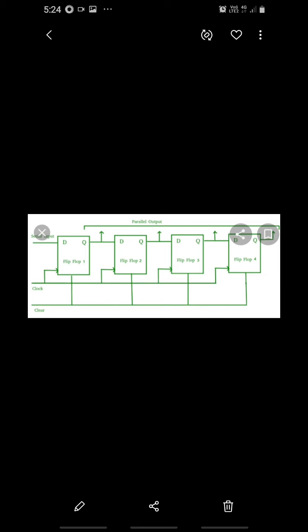So here the input is given to the D0, and in this first flip-flop the output Q0 is given to the input of the second D flip-flop, and Q1, the output of the second D flip-flop, is given to the input of the third D flip-flop, and Q2, that means output of the third D flip-flop, is given to the fourth D flip-flop D3, and from the last D flip-flop the output Q3 is shifted out and stored.